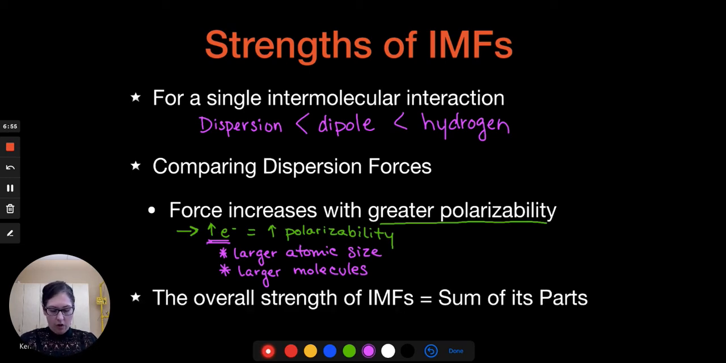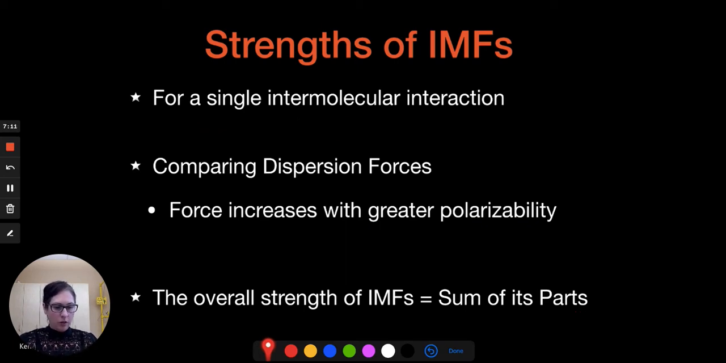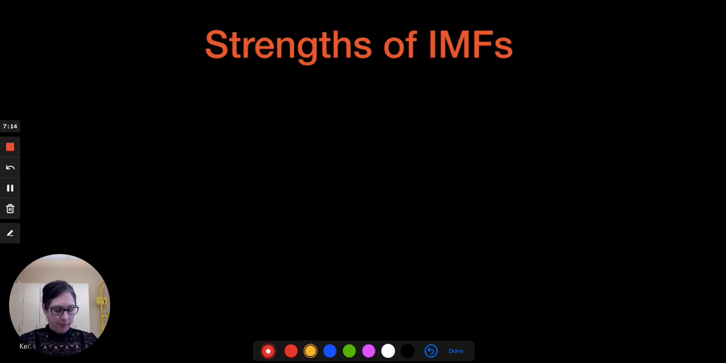And so the overall strength of our intermolecular forces is really the sum of its parts. Okay, so adding up all the sum of its parts, greater polarizability, and it's all leading towards what is the strength overall. So let's do a comparison. Let's look at H2 versus F2 versus Cl2 versus Br2. Now, all of these are nonpolar molecules, right? So we have a hydrogen bonded to a hydrogen, fluorine bonded to a fluorine, and so on and so forth.